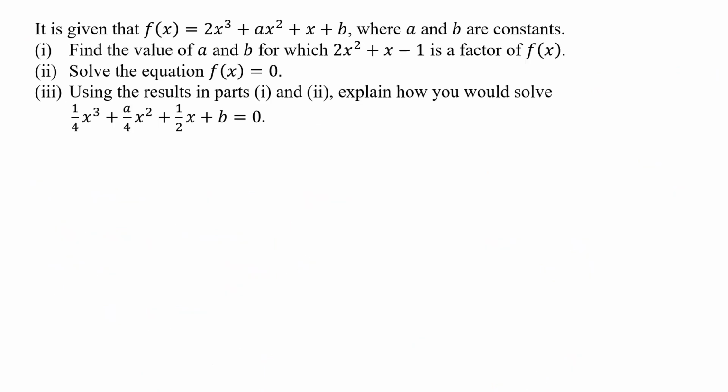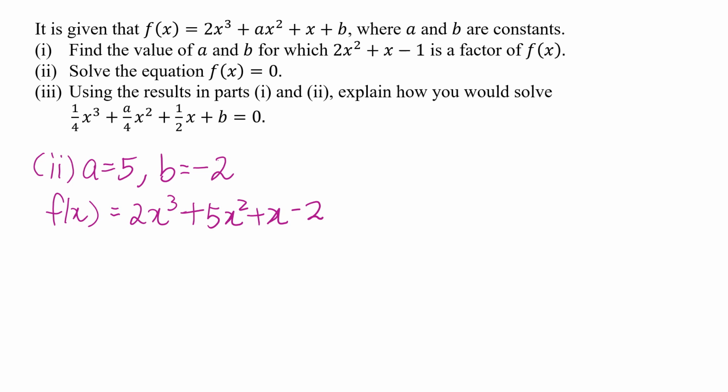Right, so now let's look at part 2. For part 2, we are asked to solve the equation f of x equals to 0. So what we're going to do is we're going to substitute the values of a and b we found in part 1 into your polynomial. Right, so to solve the equation means I need to factorize f of x completely. And since we're already given the quadratic factor, I will just need to find the linear factor.